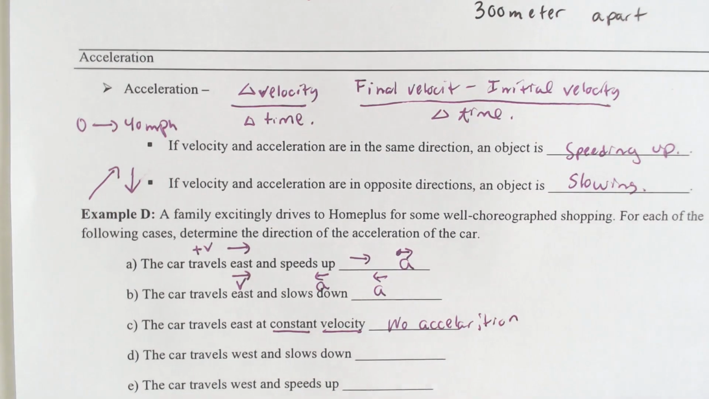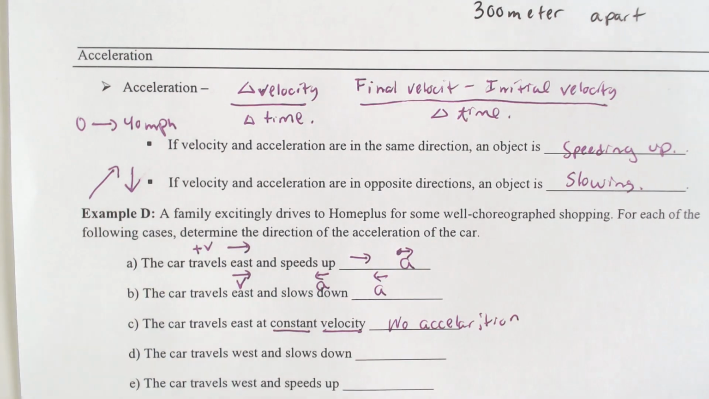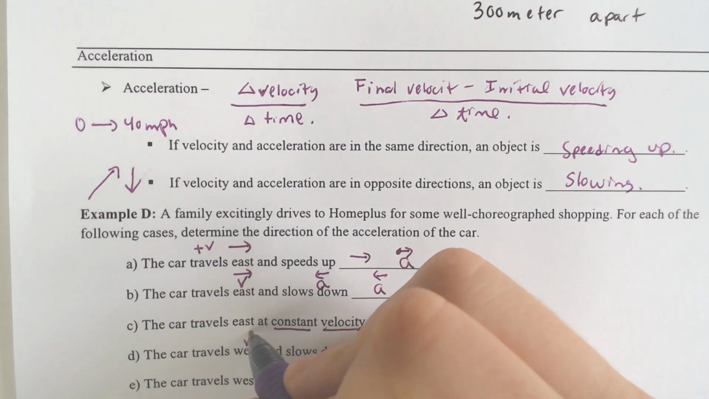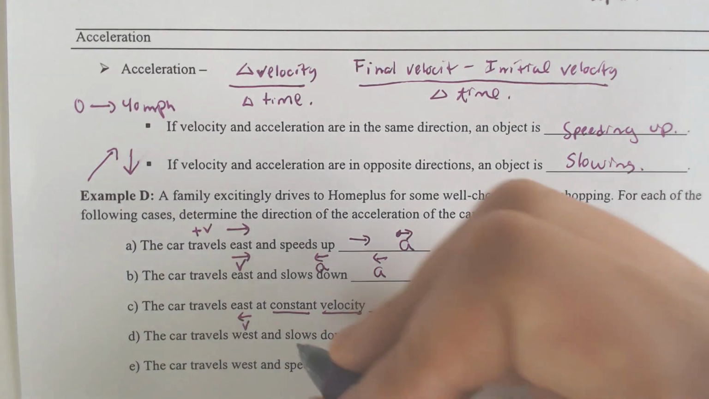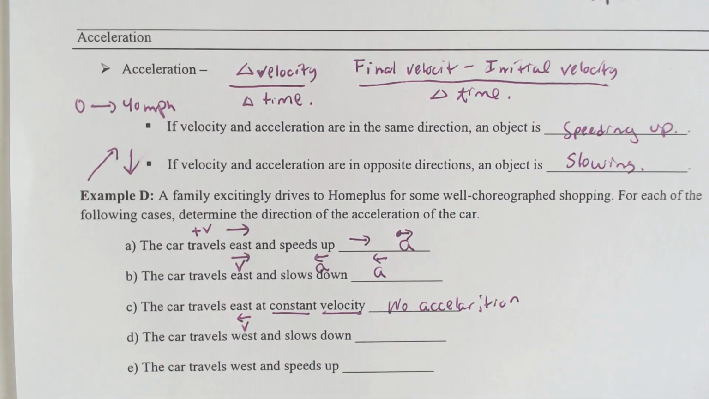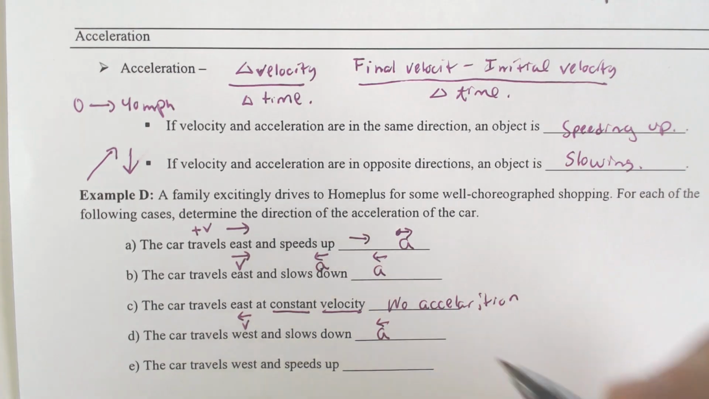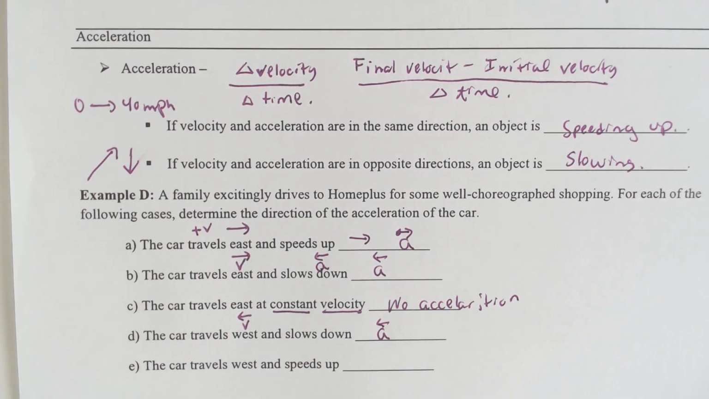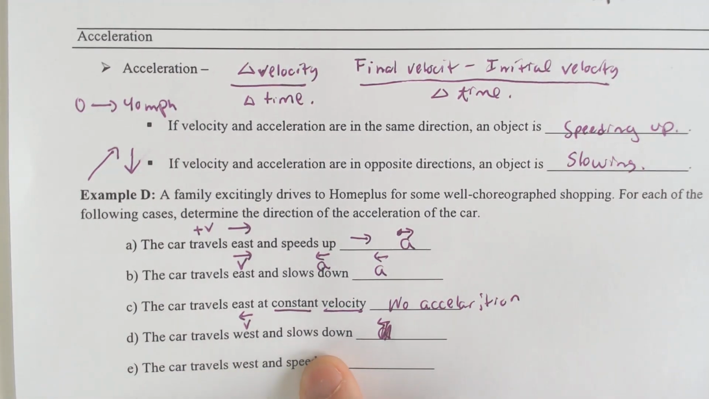No acceleration. The car travels west and is slowing down. So the car is traveling west, okay? So that would mean the V is going this way, and it is slowing down. Well, if it's slowing down, the acceleration is also going that way, and it would be considered a negative acceleration, and that would indicate that the object is, well, it's kind of messed up. Okay, so traveling west and it's slowing down.